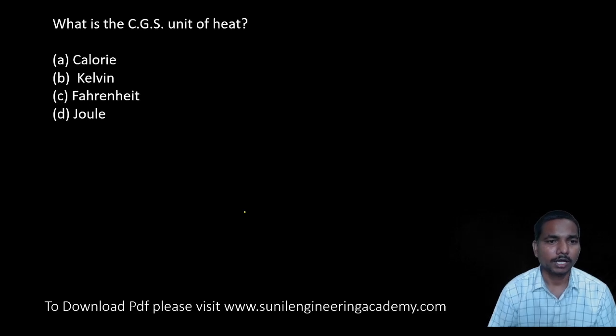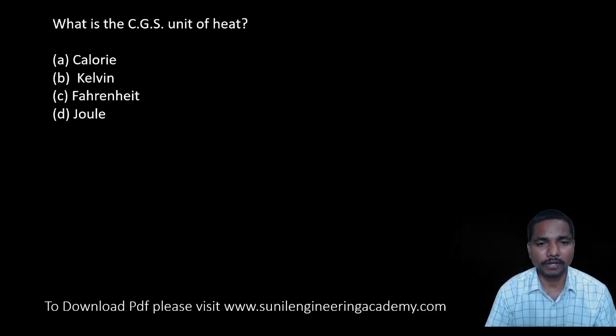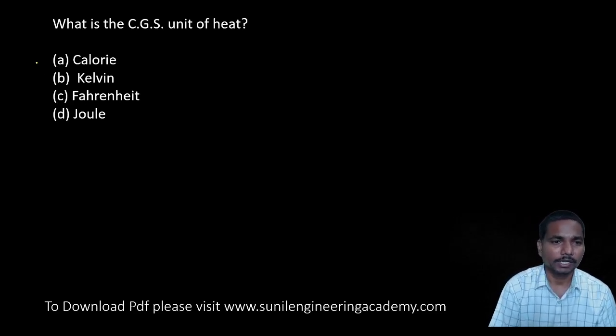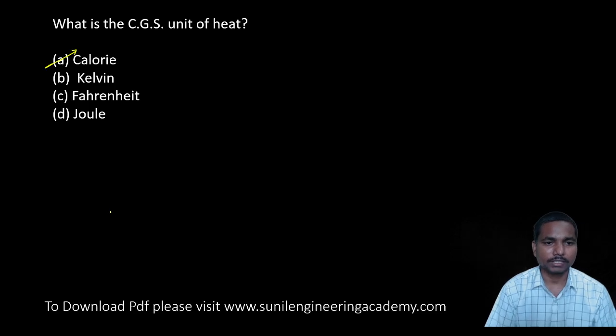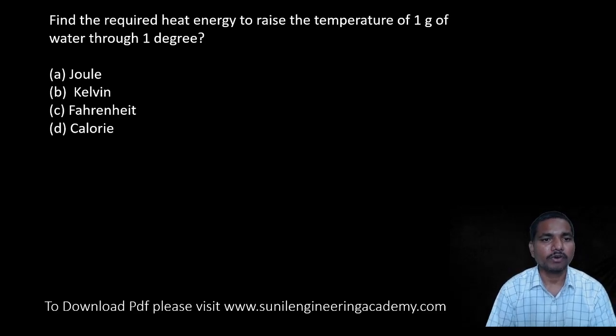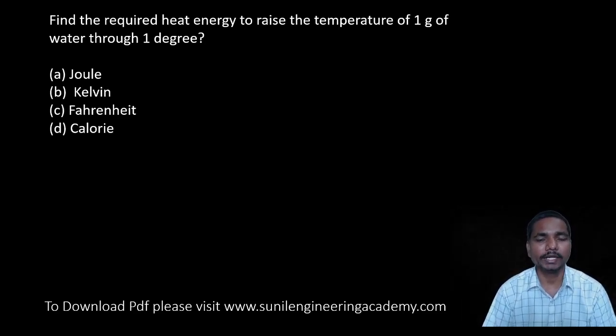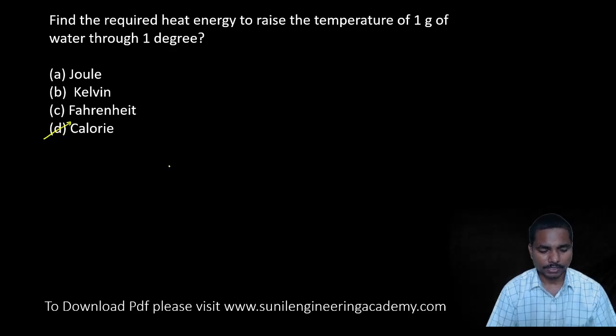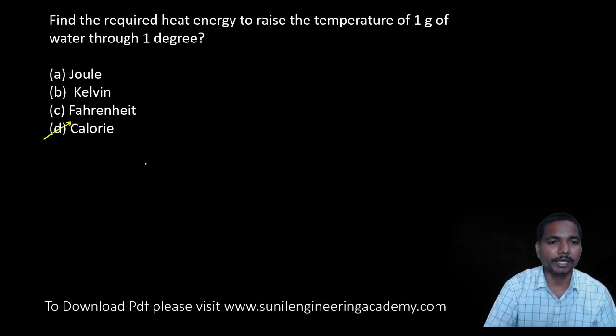Coming to the next question, what is the CGS unit of heat? Just now I have given, the CGS unit of heat is calorie. Now coming to the next question, find the required heat energy to raise the temperature of 1 gram of water through 1 degree. That is nothing but the definition of the calorie. So the answer is option D.